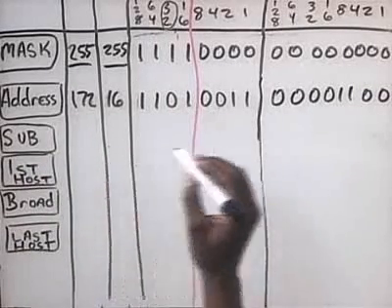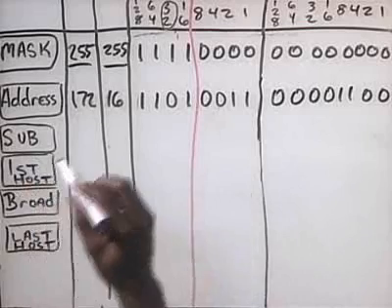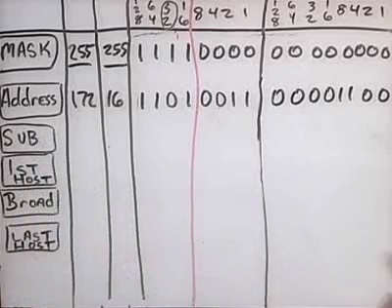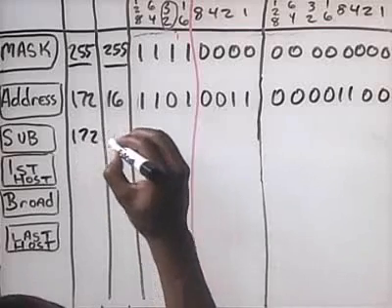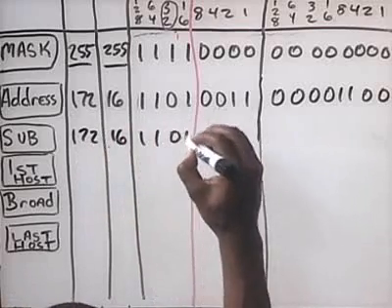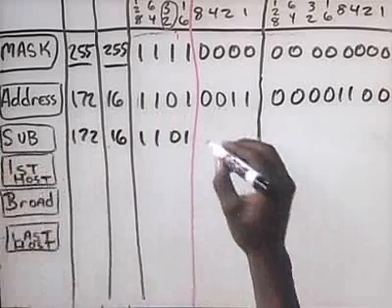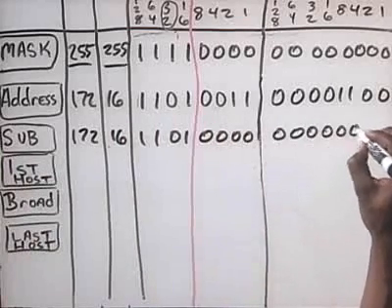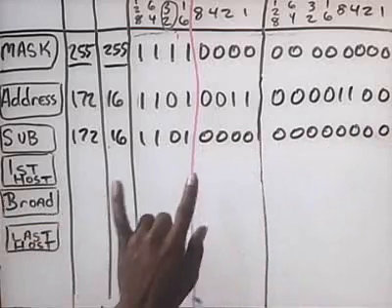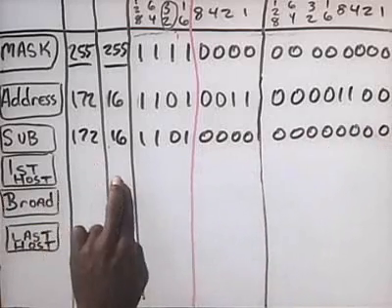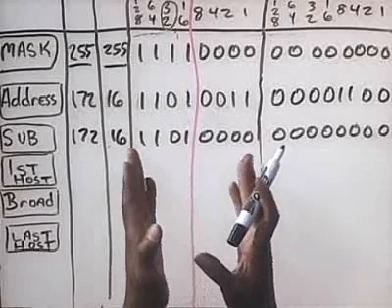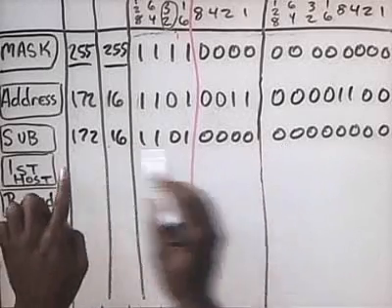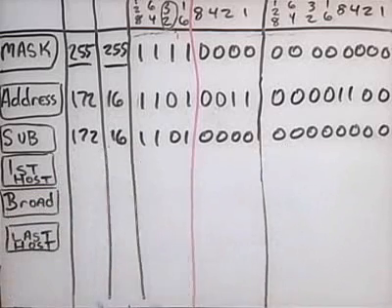Here's how it goes. The first rule is the subnet address. Subnet address equals all host bits set to 0. So we'll leave everything the same over here, everything's the same on this side, and we'll set all the host bits to 0. That gives us 172.16.208.0. That's the subnet address for that IP address.